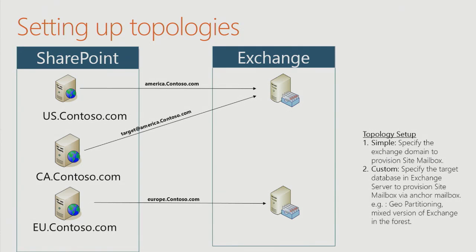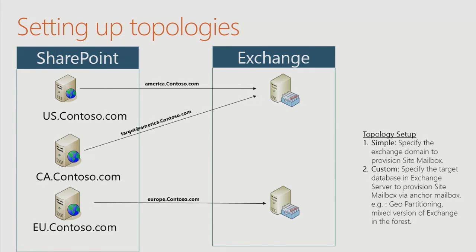There are a couple of scenarios that I want to bring out here. One, you may have some geo-partitioning that you would like to do. In that case, you can specify a specific SMTP address of a database that you want used specifically for site mailbox provisioning. We have seen that it comes in handy especially when we have an Exchange forest with multiple versions of Exchange. For example, if you have Exchange Server 2010 and Exchange Server 2013, since site mailboxes are supported only on Exchange 2013, you want to point to a database that is on Exchange 2013. You can do that by specifying the SMTP address of a mailbox in that database.